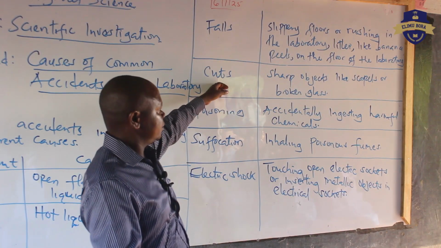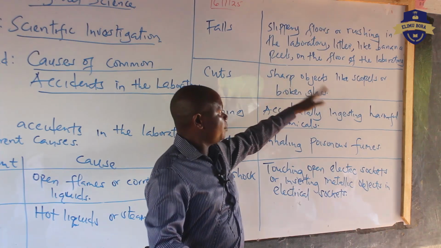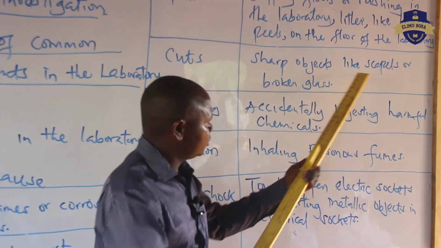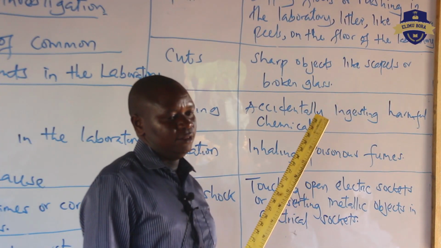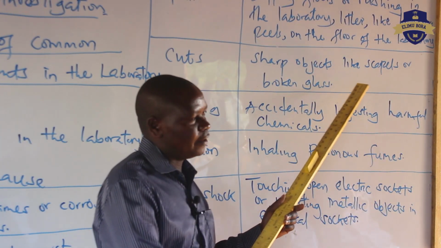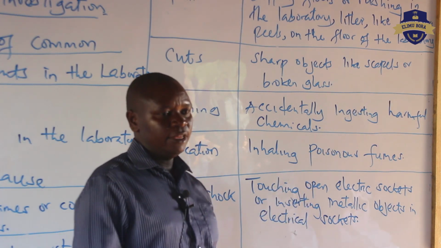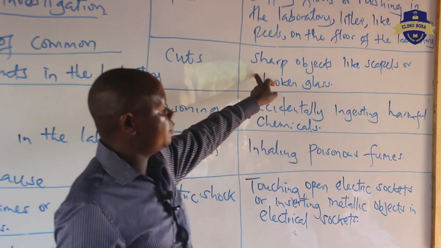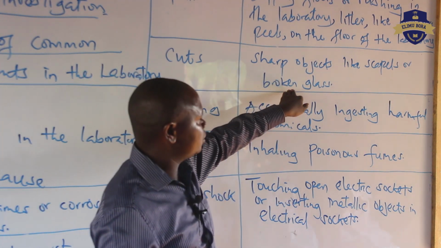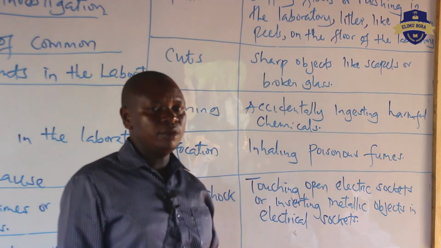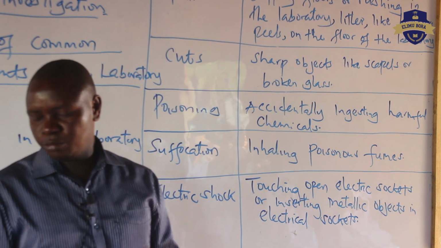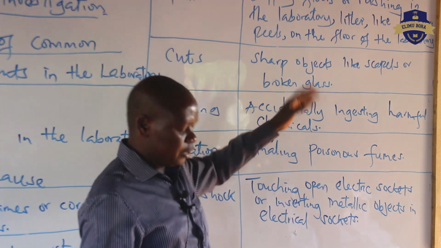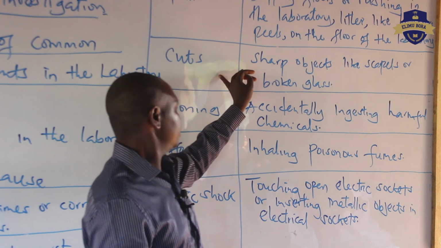Next one is the cuts. Cuts are caused by what? Sharp objects like the scalpel and the broken glasses. I hope you know the scalpel. Scalpel is in a form of like a razor blade. It is very sharp. It has the sharpest cutting edges. So you are supposed to handle it with a lot of care. Next one is the broken glasses. Assuming that maybe the test tube or the boiling tube has fallen on the floor, what happens? It's going to break. So when you step on it, you are likely to be cut.